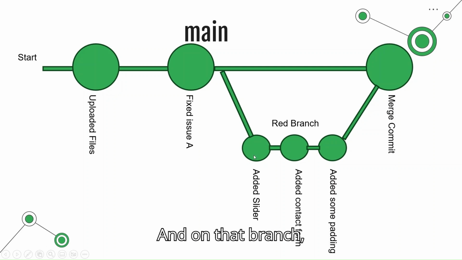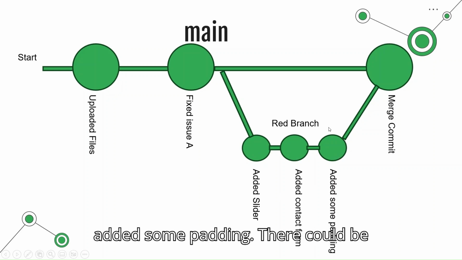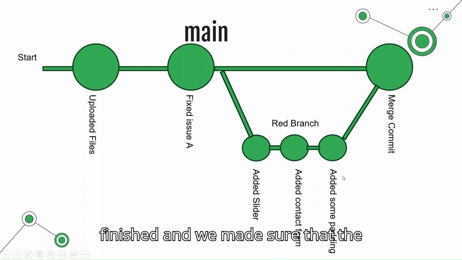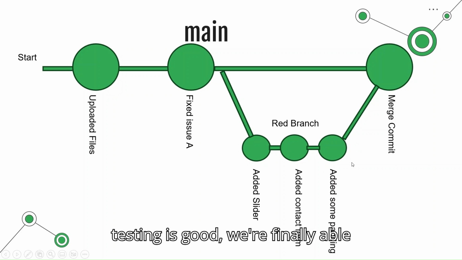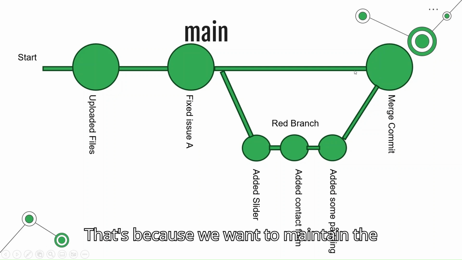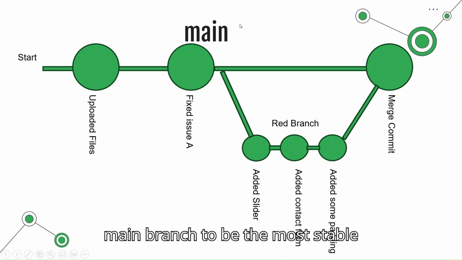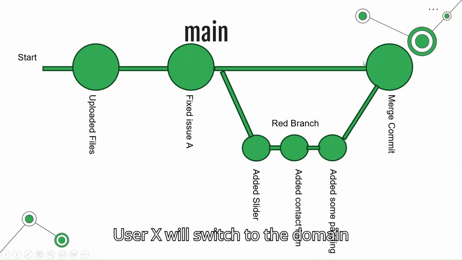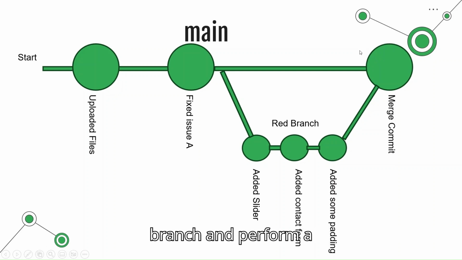And on that branch, user X added the slider, user X added the contact form, and added some padding. There could be multiple people collaborating on this branch. After branch red has been successfully finished, and we made sure that the testing is good, we're finally able to merge it on the main branch. That's because we want to maintain the main branch to be the most stable version of the code. So, user X will switch to the main branch and perform a merge command.